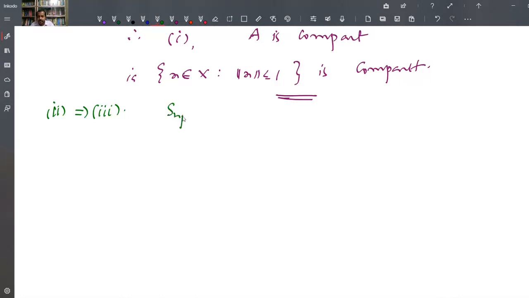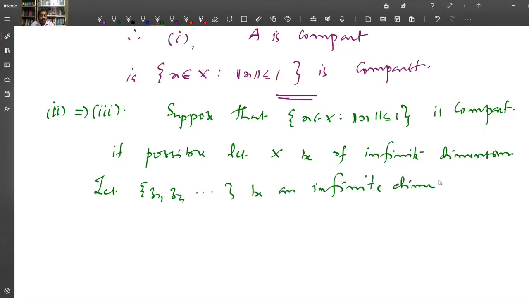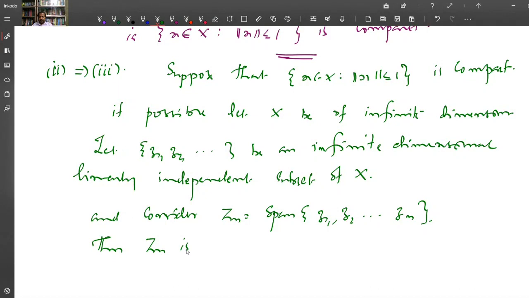So our assumption is 2. Suppose that the set of all x in X such that norm x is less than or equal to 1 is compact. If possible, let X be of infinite dimension. So let z1, z2, etc. be an infinite linearly independent subset of X. And consider Zn equal to the span of z1, z2, up to zn. Then Zn is of finite dimension.